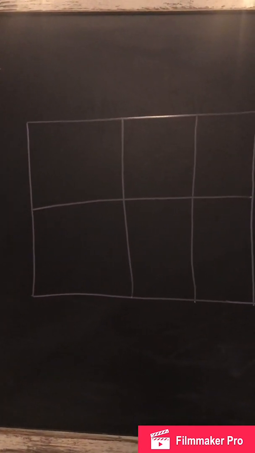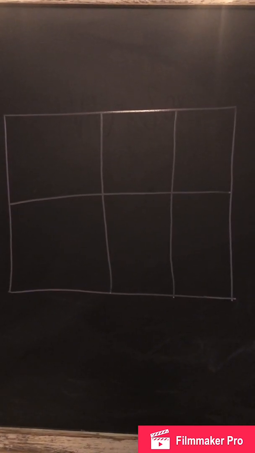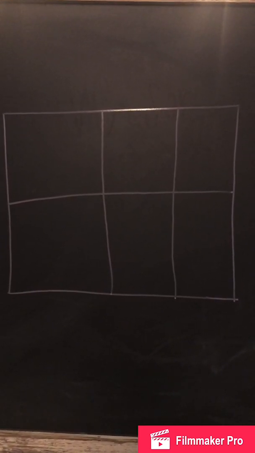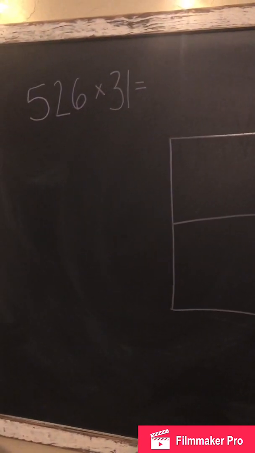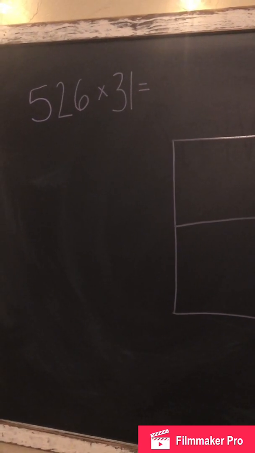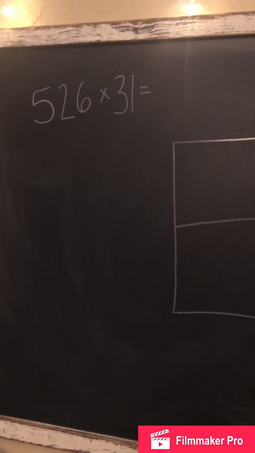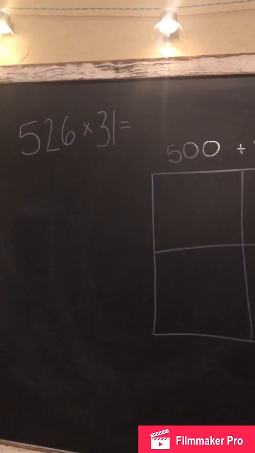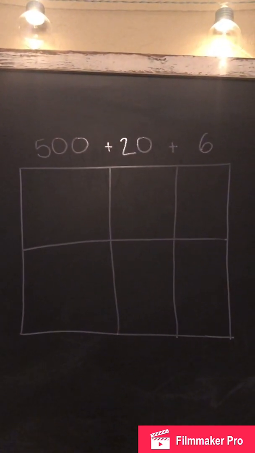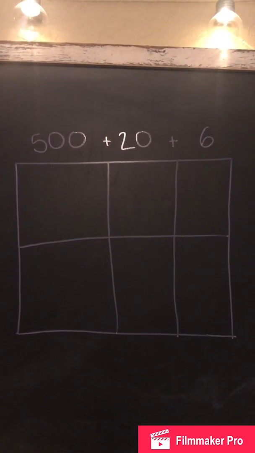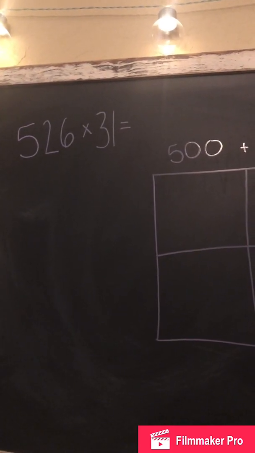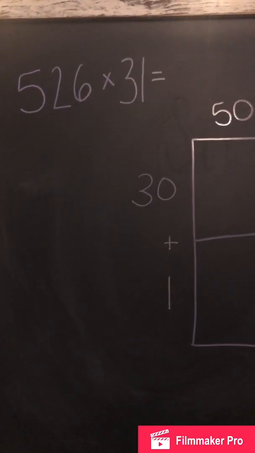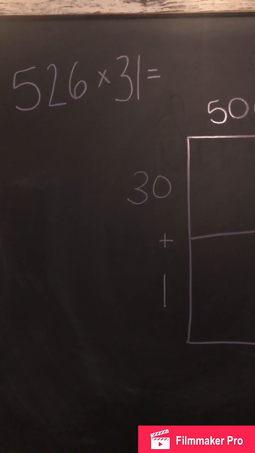Notice how the ones on the left are larger. This is because we will be multiplying larger numbers in these boxes. That just gives me a little bit extra room. The next step we need to do is decompose these numbers. First, let's decompose 526. 526 decomposed is 500 plus 20 plus 6. Now, let's decompose 31. 31 decomposed is 30 plus 1.